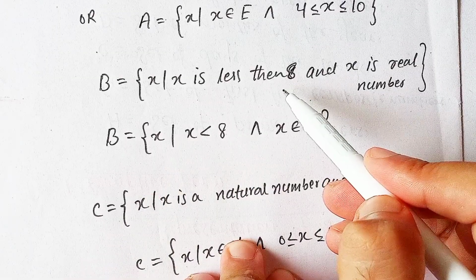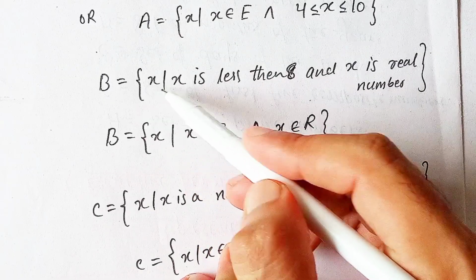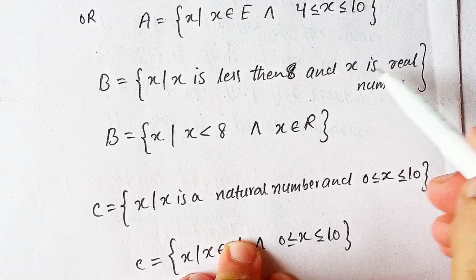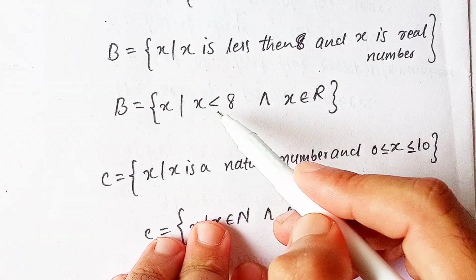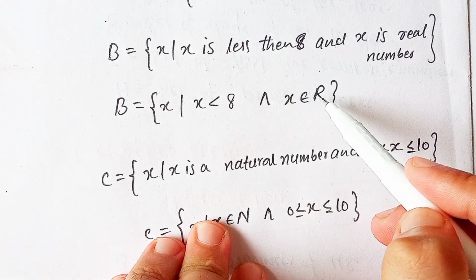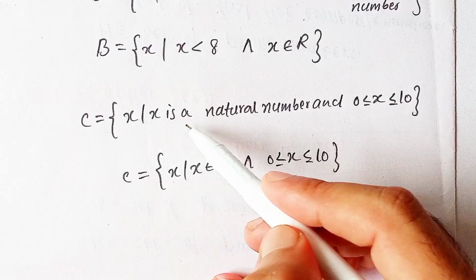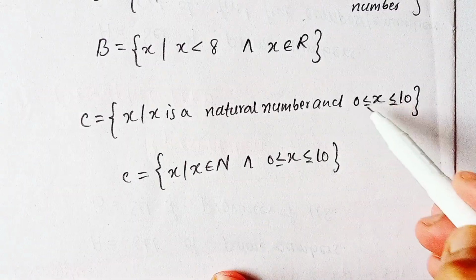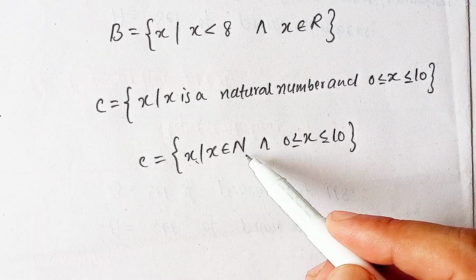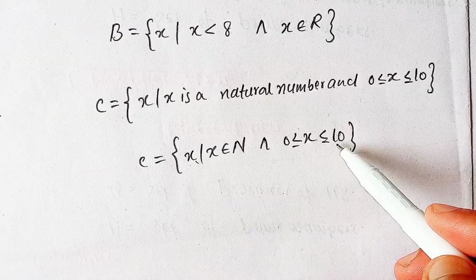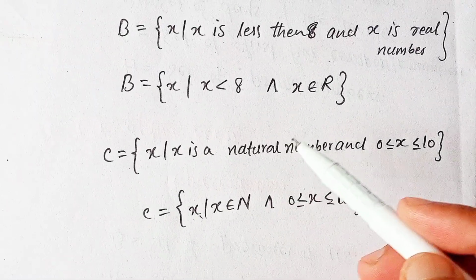Now here is another example, real numbers less than 8. B is a set of all x such that x is less than 8 and x is a real number, or simply B is a set of all x such that x is less than 8 and x belongs to real numbers. In this example, C is a set of all x such that x is a natural number and x starts from 0 up to 10. So we can write it as C is a set of all x such that x belongs to N and x starts from 0 up to 10. So this is the representation of set builder form of different sets.